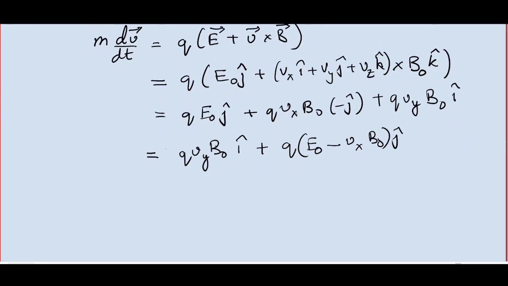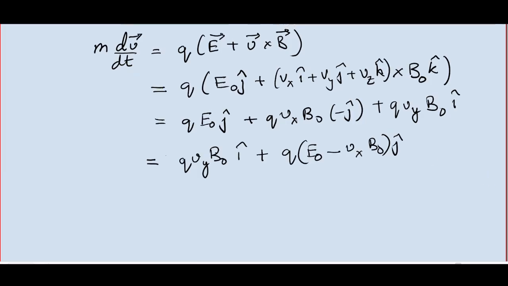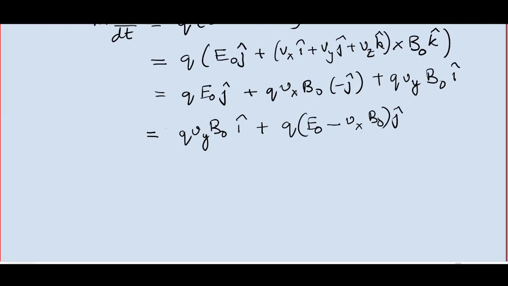So writing down the left hand side in terms of components, we see that we end up with three differential equations. What are the three? The x component gives us m dVx/dt is q B0 Vy.